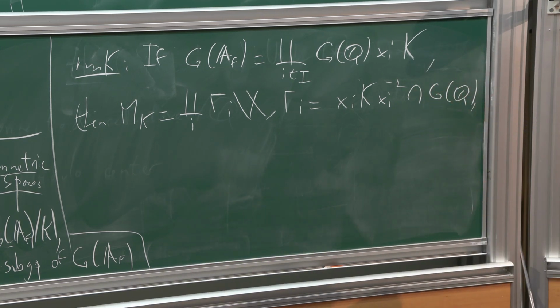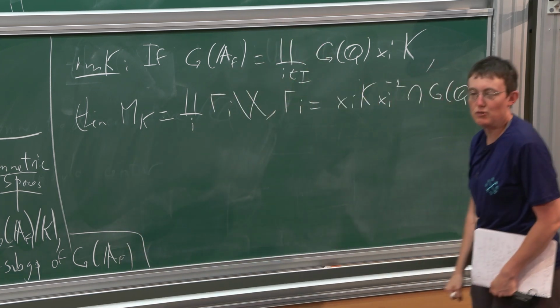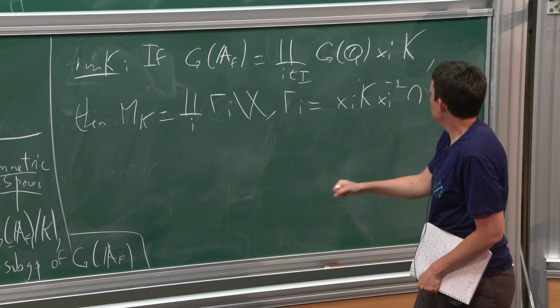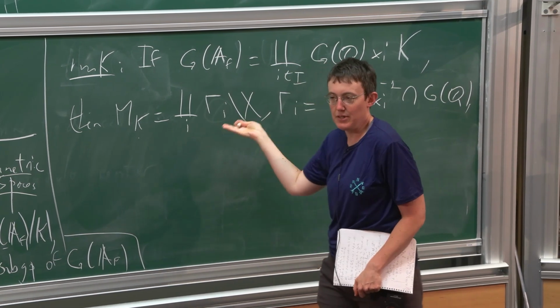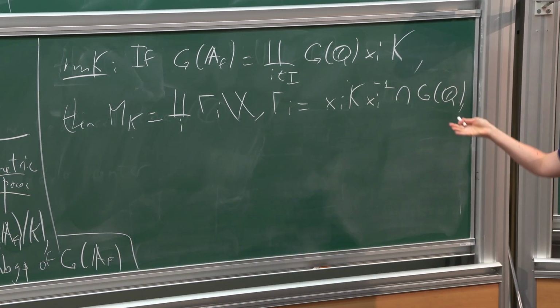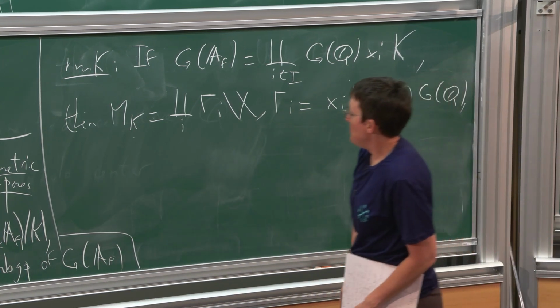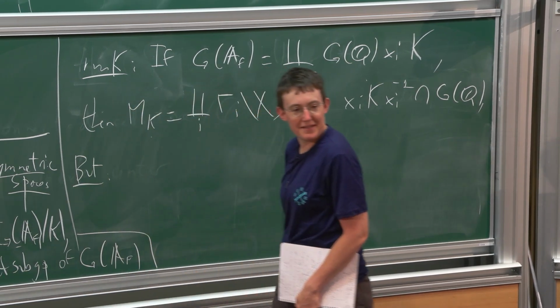So the open compact subgroup of G of AF is like the adelic version of an arithmetic subgroup of G of Q, if you want. It's a little bit more restricted, but okay. So this is just a finite disjoint union of locally symmetric spaces. If K is small enough, all these Gamma_i are going to be torsion-free. But now, what do we win by doing that?